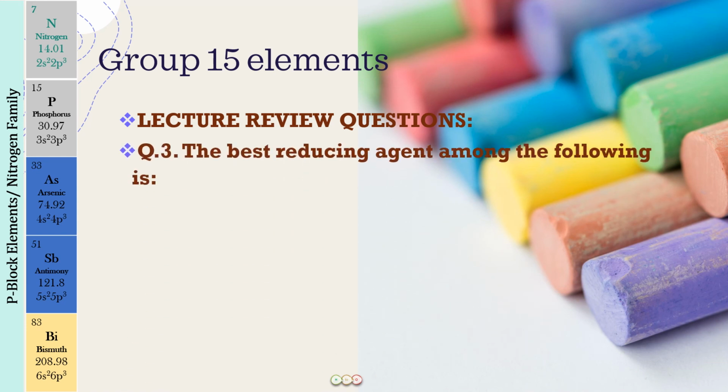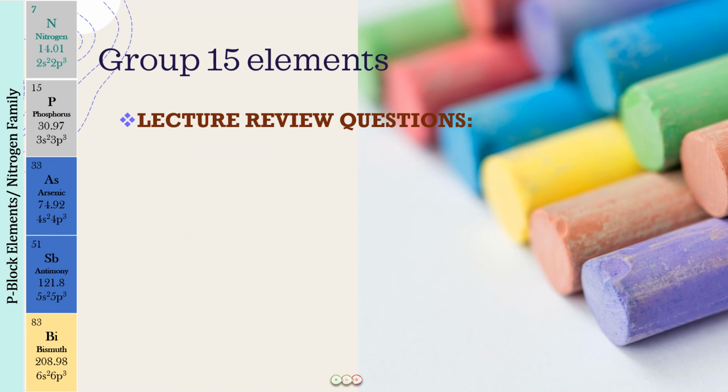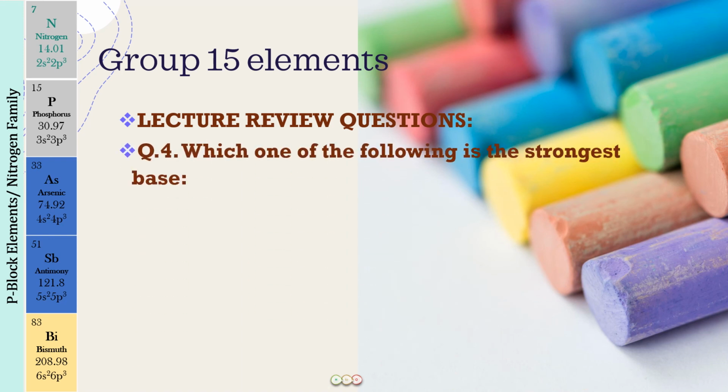Question number 3. The best reducing agent among the following is ammonia, arsenic hydride, phosphine, and antimony hydride. The next question, which one of the following is the strongest base? Again, we have talked about the basic strength also, and the choices are ammonia, arsenic hydride, phosphine, and antimony hydride. And this is a question which was asked for the IIT entrance exam way back in 1989. But these are important questions, and they will keep on coming up again and again.